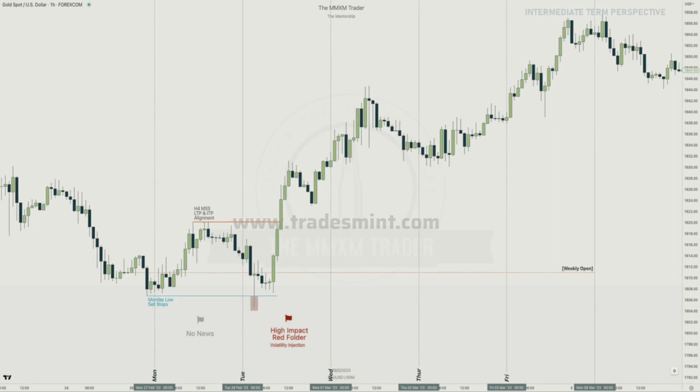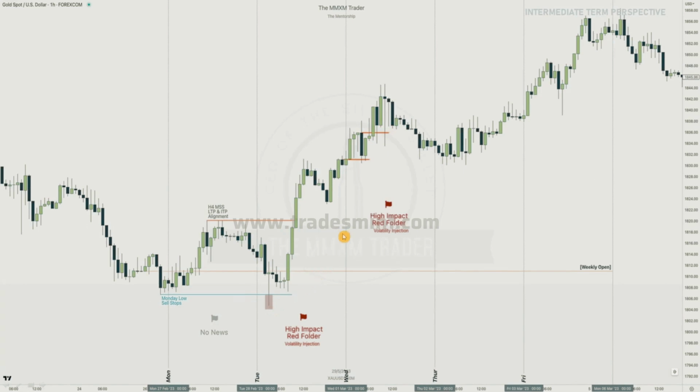So outlining that low that got raided over here. Sell stops have been liquidated, order pairing has happened. Tuesday, move up. Now Wednesday, we've got another high impact red folder, so we can assume more volatility is coming into the marketplace. We can see this happening over here, right? We have this bullish order block supporting price to continue up higher. Another bullish order block being formed, continuing price up higher.